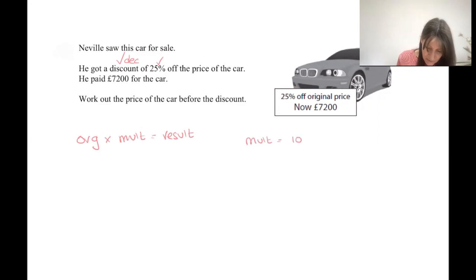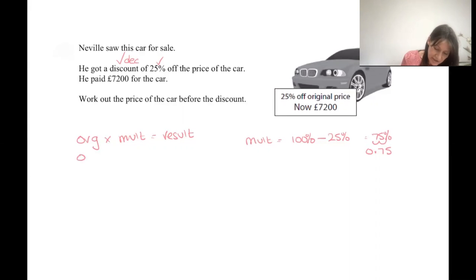So the multiplier is always 100%. Take away, because it's a decrease, 25%, which is going to give me 75%. I want to work in the decimal version, so dividing through is going to give me 0.75. So let's read this question in its entirety. So he saw the car, he got a discount of 25% off the price of the car. He paid 7,200. Work out the price of the car before the discount.